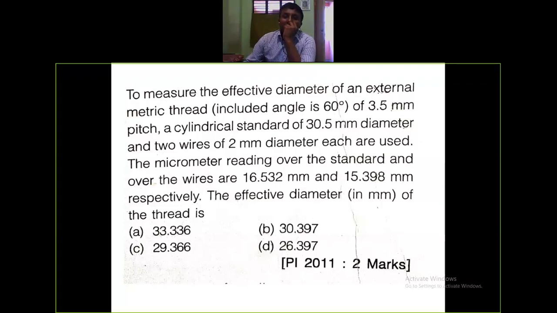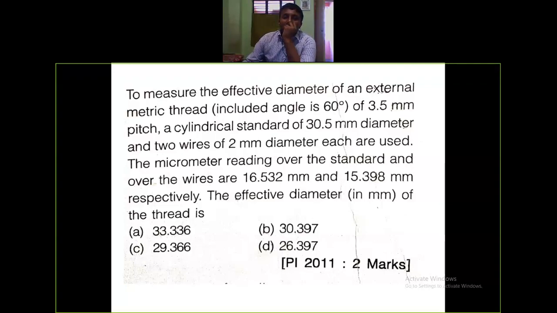to measure the effective diameter of an external metric thread of 3.5 millimeter pitch. In this question the pitch is given, which is 3.5 millimeter, and it is a metric thread, so the included angle is 60 degree. Apart from that, the cylindrical standard diameter is given, which is 30.5 millimeter, and the diameter of the wire, 2 millimeter, is given.